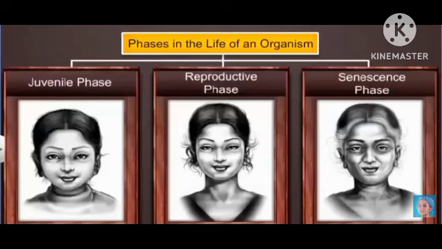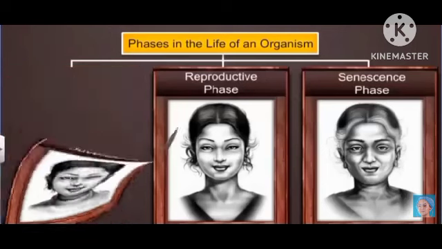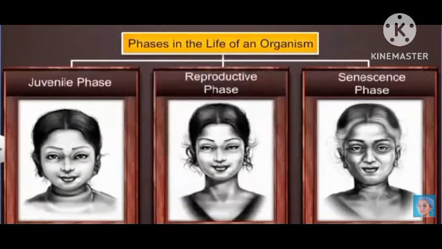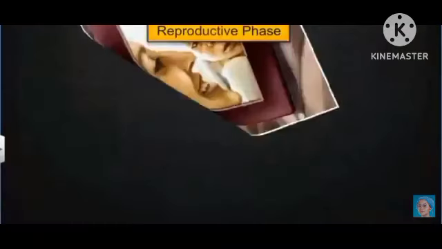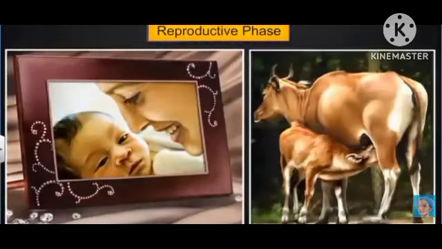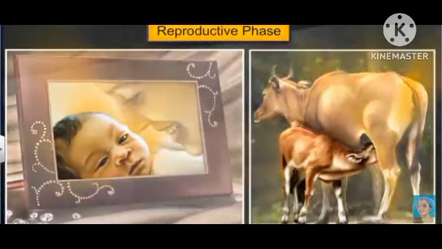There are 3 phases in the life of a living organism: juvenile, reproductive, and senescence. During the reproductive phase, organisms give birth to offspring.